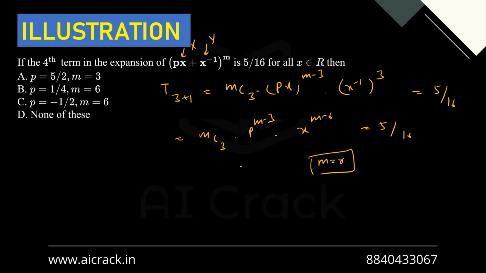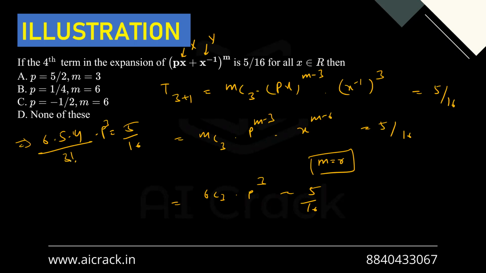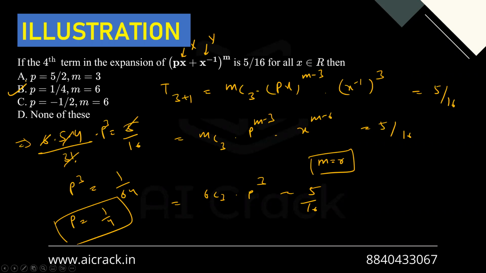Now let's find the coefficient, because this coefficient should be equal to 5/16. So 6C3 · p^3 should be 5/16. This essentially means (6 · 5 · 4)/3! · p^3 equals 5/16. 3 factorial is 6, so this gets cancelled out, and this 5 gets cancelled out. So p^3 equals 1/64. Basically p equals 1/4 is the correct answer. So B is the correct answer.